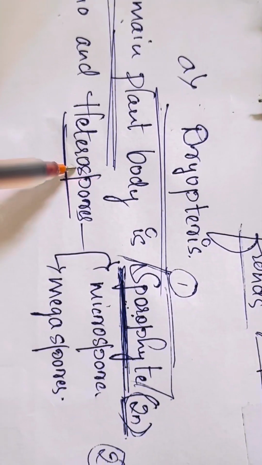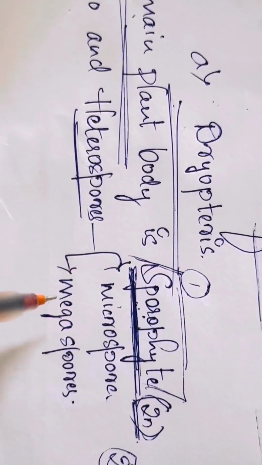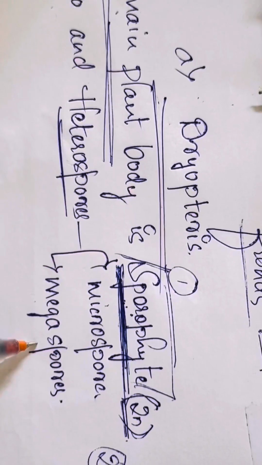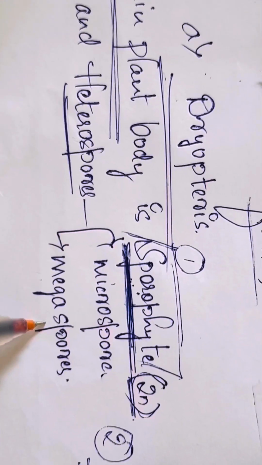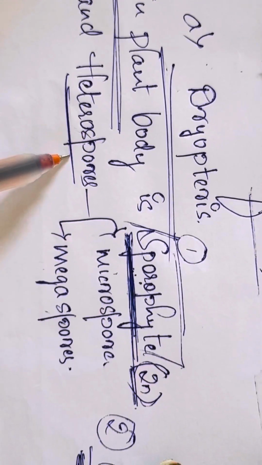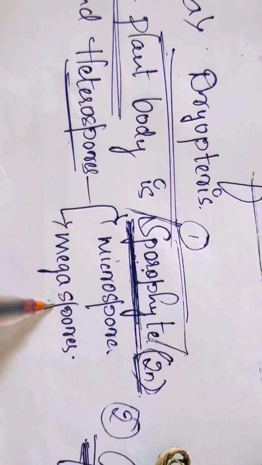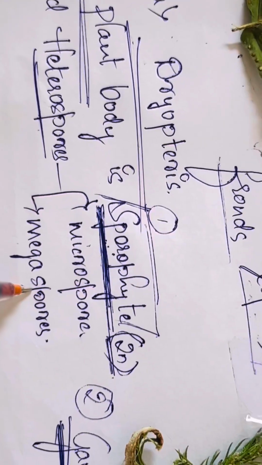What about the different types of spores? One is the microspore, another is the megaspore. Megaspore is also named macrospore. So they are heterosporous because they have different kinds of spores: one is a microspore, another is a megaspore. Okay, so you're getting it, everyone.